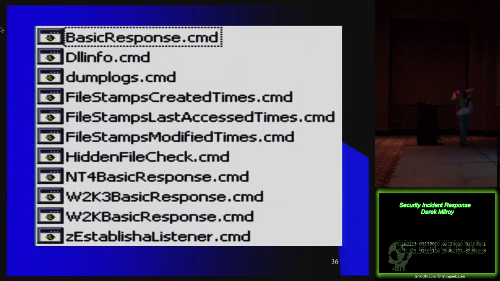Mine, I used to just do it. I would write a batch file for something that I needed to get based on OS, and I would call the other batch files from within that one. And the basic response is the one that enumerated all the routing tables, netstat -ano, netstat -anb, all that kind of stuff.